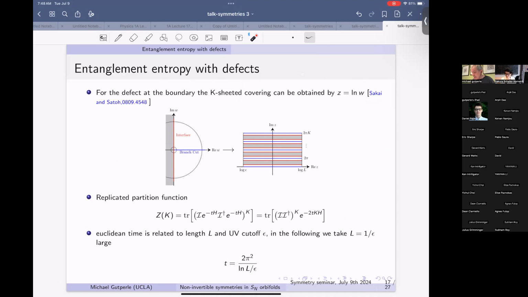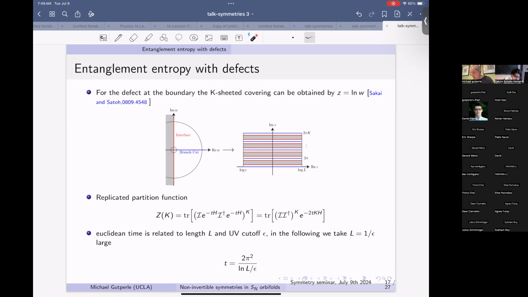The problem is that I still have to introduce a UV cutoff. Here I would have a CFT, the interface is here, and my region A would be here. To calculate entanglement entropy, I have to introduce a UV cutoff epsilon, or cut out a small disk here. But this is exactly where the boundary and the interface meet, and so that can lead to complications.